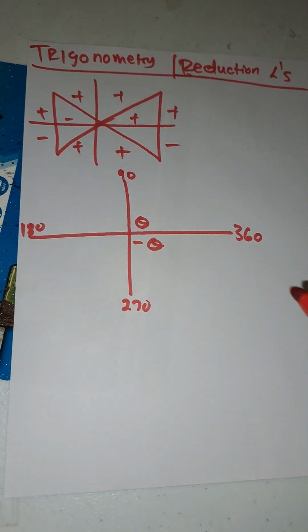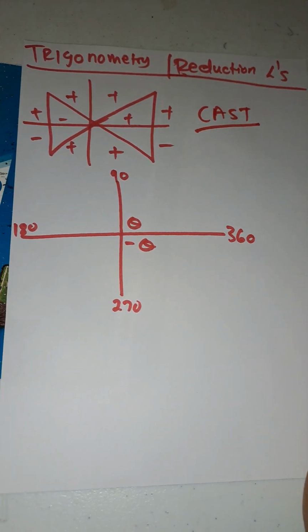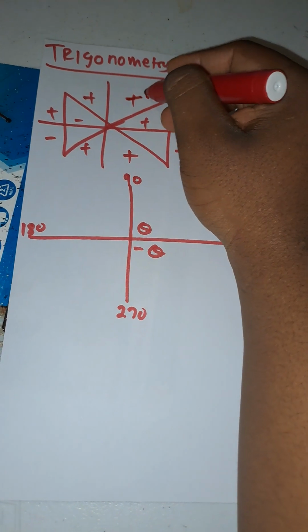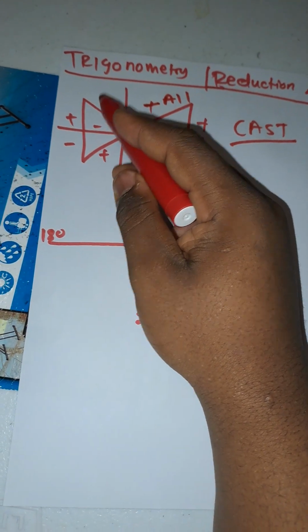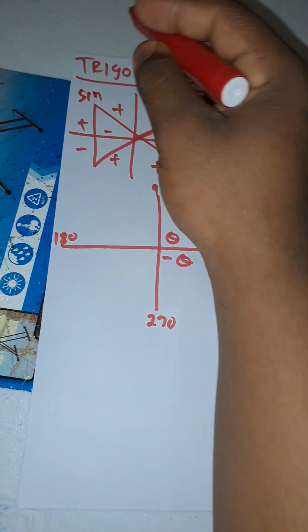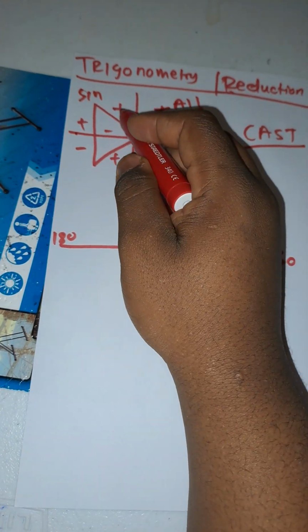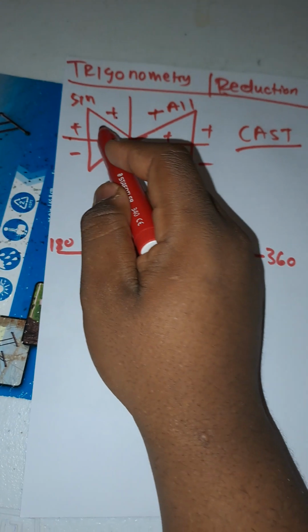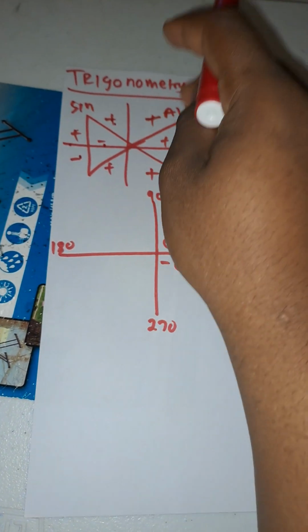Okay, so let's check reduction angles. This is the CAST diagram that I was telling you about, the one we did last time, which is the quadrants. In the first quadrant it is all, whereby everything is positive, and in the second quadrant only sine is positive. Sine is opposite over hypotenuse, plus and plus. And then in the third one only tan is positive, which is negative and negative, and then the last one, which is cos, plus and plus.